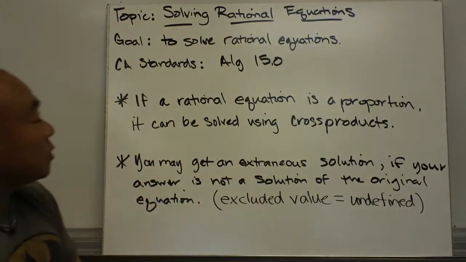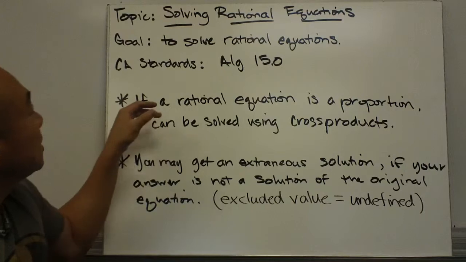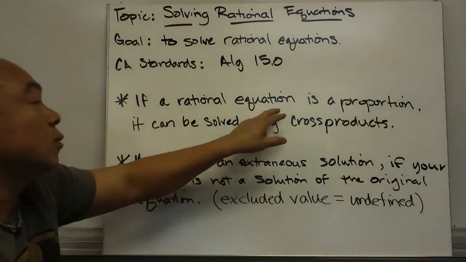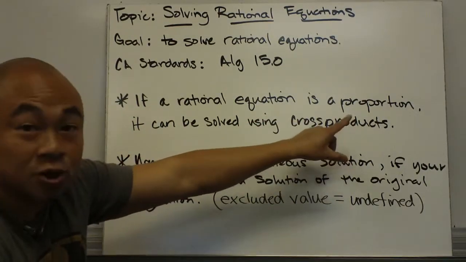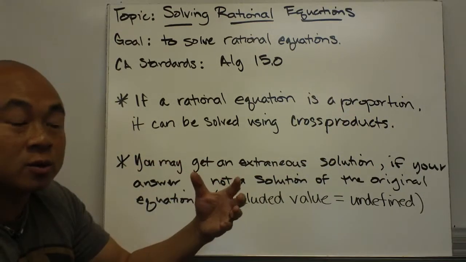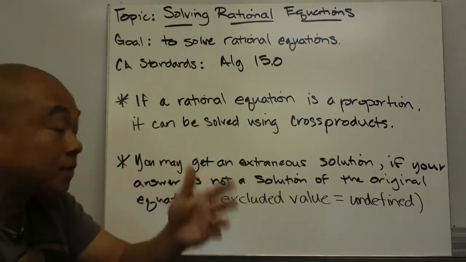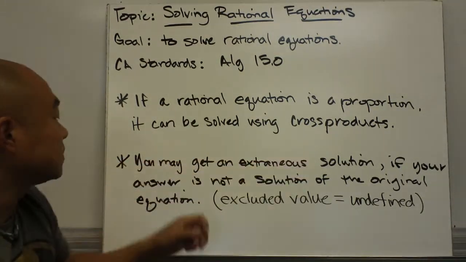A couple of things that you probably need to have a heads up on: if a rational equation is a proportion, it can be solved using cross products. Similar to what you used before in about 6th grade when you had proportions, you can cross multiply. That's what we're talking about here with the cross products.